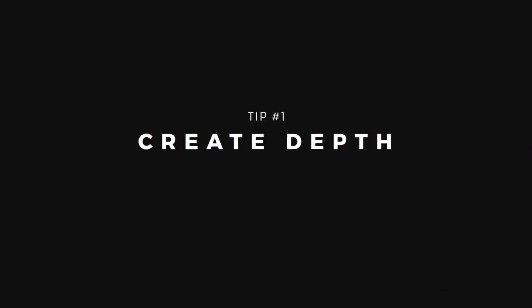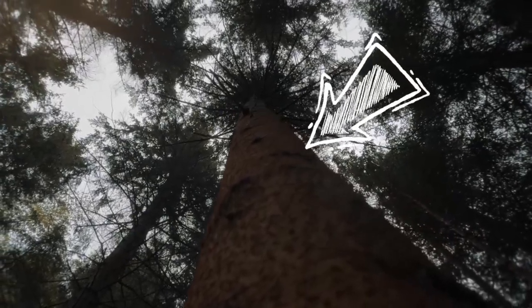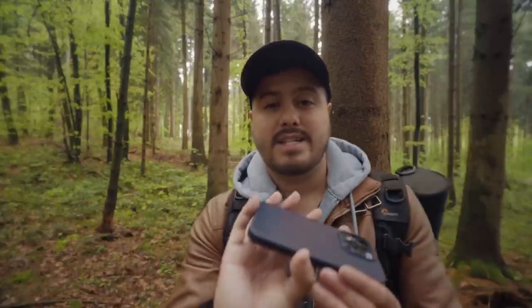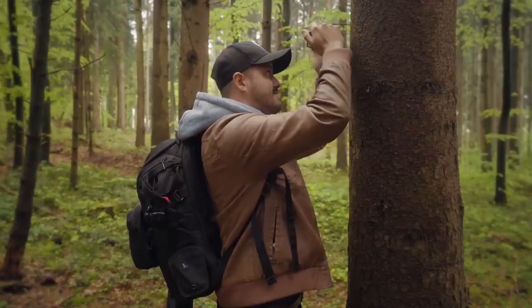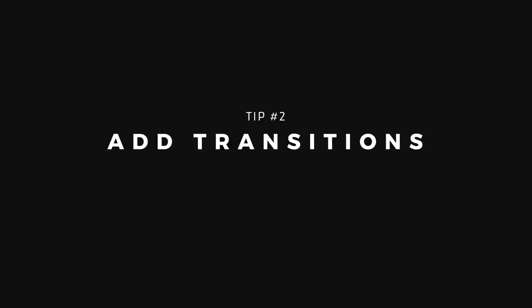So my first tip is to create depth in your video. Now, because smartphones have small sensors, this is a bit more challenging to achieve. But the easiest way to do this is to get close to the object or subject you're filming. So in my case, I used this tree to create a sort of rotation shot. And by getting close to the branch, I was able to create some depth, making it look more cinematic and 3-dimensional.